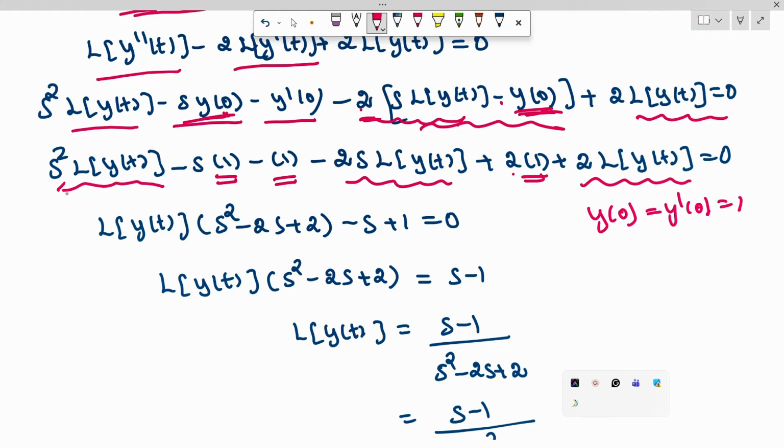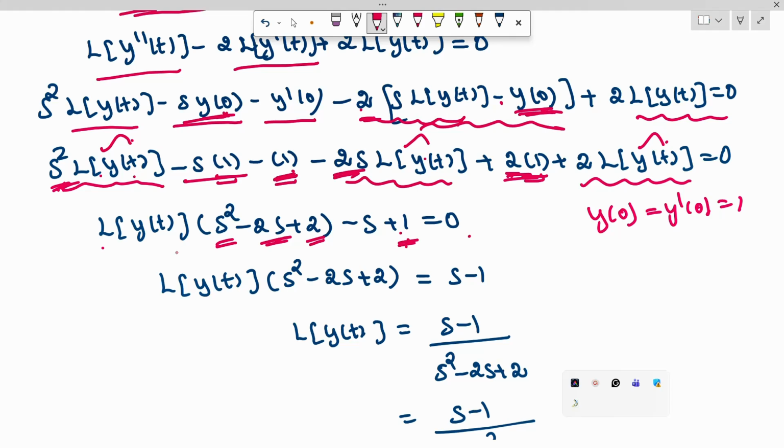Now from these three terms, first term, second term, third term, taking outside the common L of y of t. Here s square is there, here minus 2s is there, here plus 2 is there, and then the rest of the terms: minus s, here 1 minus 1 is there, here 1 plus 2 is there. See, look at this: 1 plus 2, 1 minus 1, 2 minus 1 will be plus 1, equal to 0.